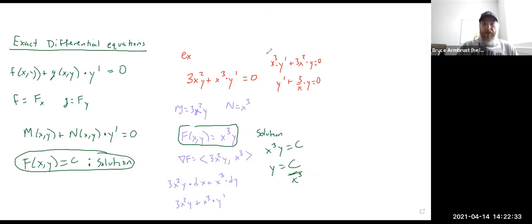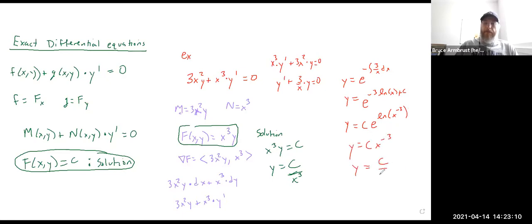Now, let me show you that we would have gotten the same solution if we had solved it as a linear first order. If we had recognized this, we go, okay, so y is going to be e to the negative integral of 3 over x. Well, 3 over x gives us 3 natural log of x. So we get e to the minus 3 natural log of x plus c. So we can pull that c out front. We can bring that minus 3 in as an exponent. The e and the natural log cancel. Hey, wait a minute. Same.